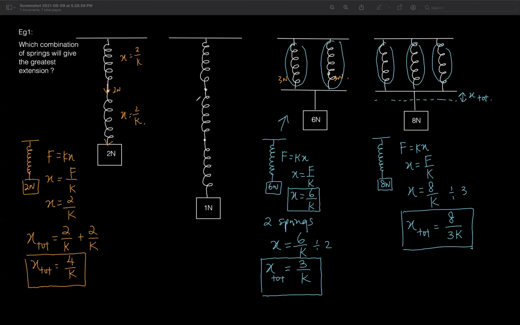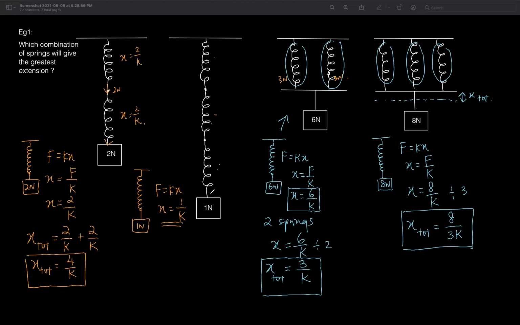Now how about the second one? If you look at it like this, it's very hard to tell, because this one has 2 springs with 2 Newton, and this one has 3 springs, which should be a longer extension, but the weight is 1 Newton. So sometimes it's very hard to tell, so you have to use calculations and prove it quantitatively. Same thing I do. Imagine it was acted on by only one spring, 1 Newton. What is the extension? F equals Kx, X equals 1 over K. This is the extension produced by one spring hung by only 1 Newton.